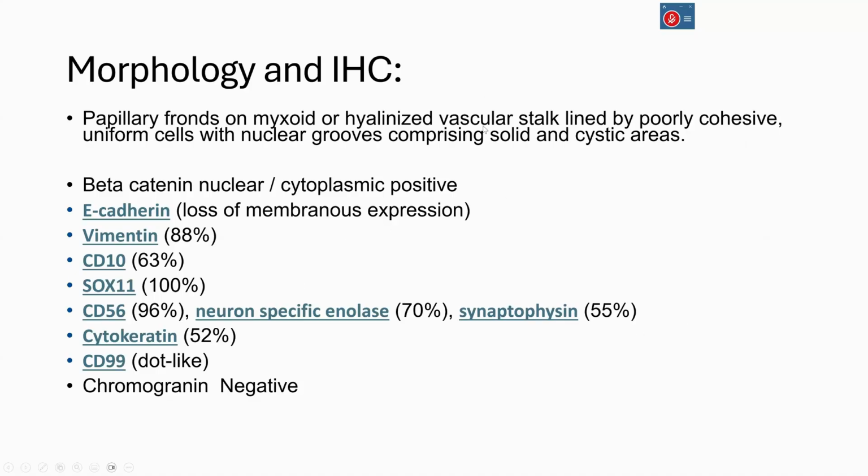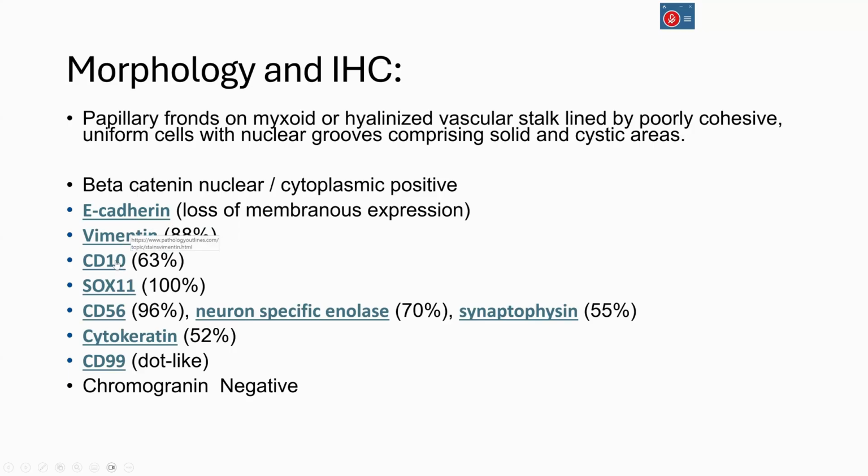Morphology, as I told you on the slide: papillary fronds, myxoid hyalinized vascular stalk, lined by poorly cohesive cells. The cells disintegrate and fall easily, and they spread easily on the smear slides or even on the cell block. Uniformity and nuclear grooves are again a helpful feature to come up with this diagnosis.